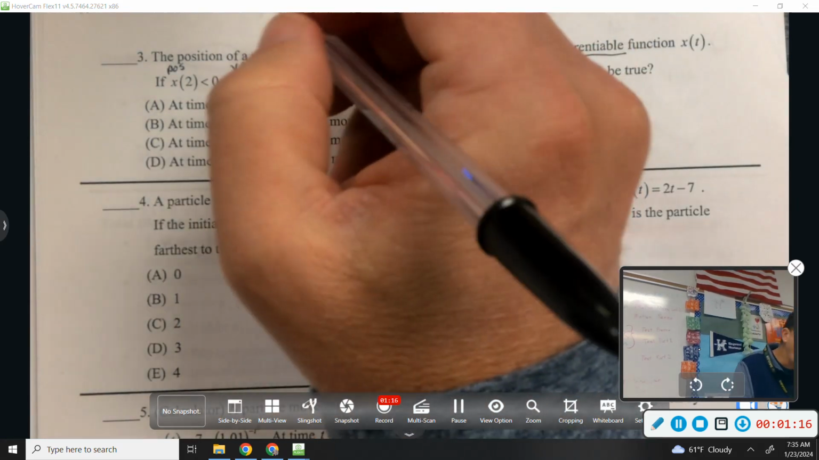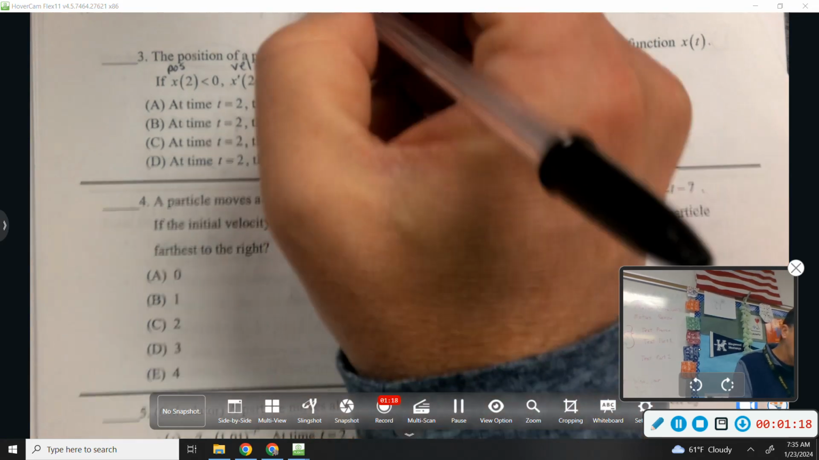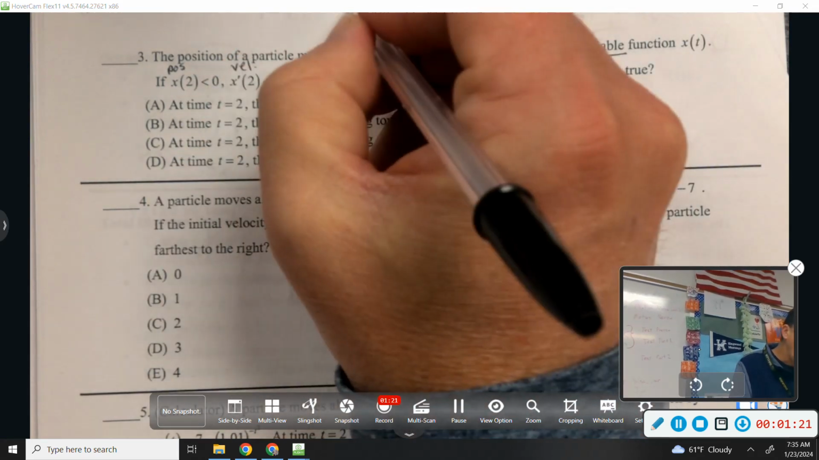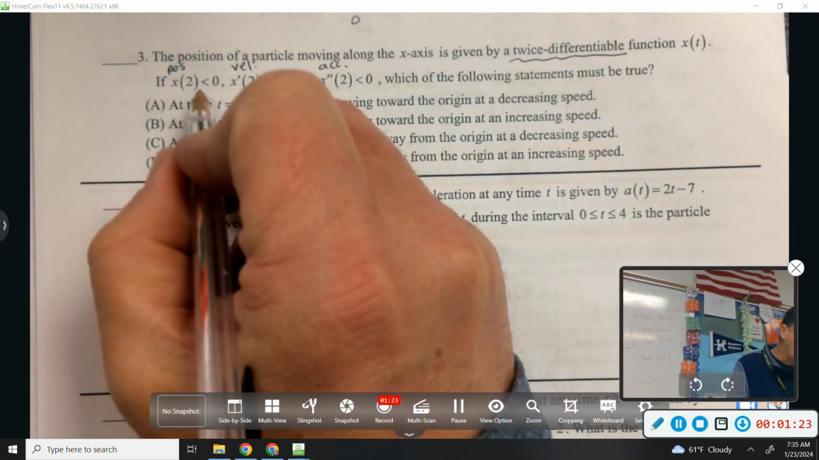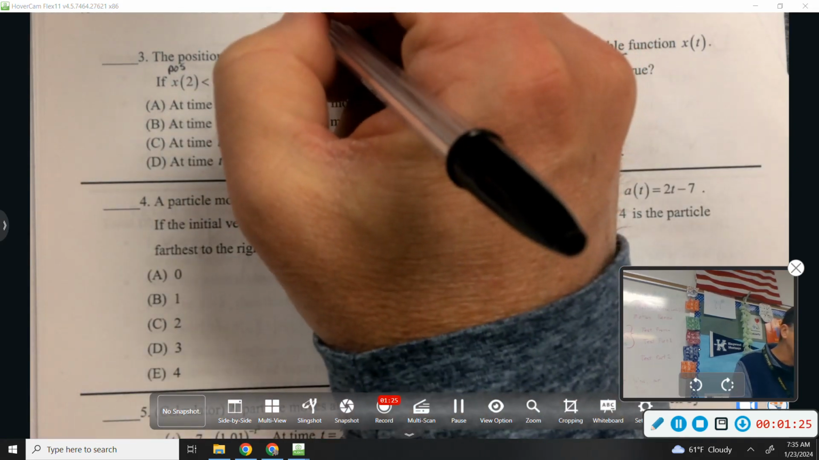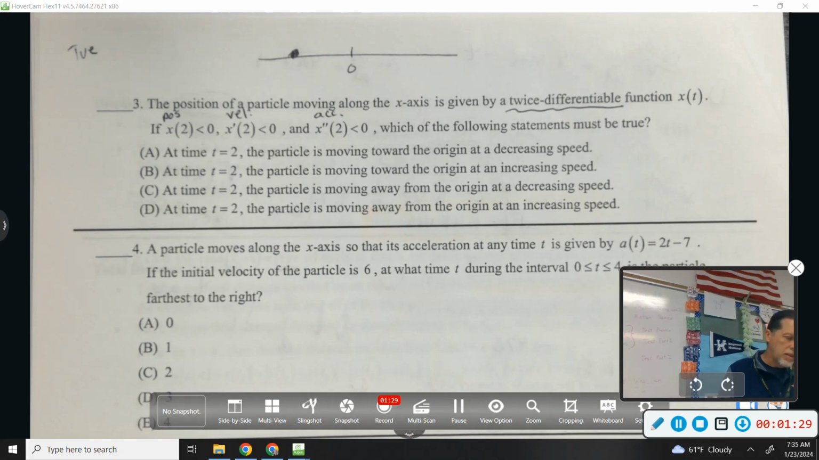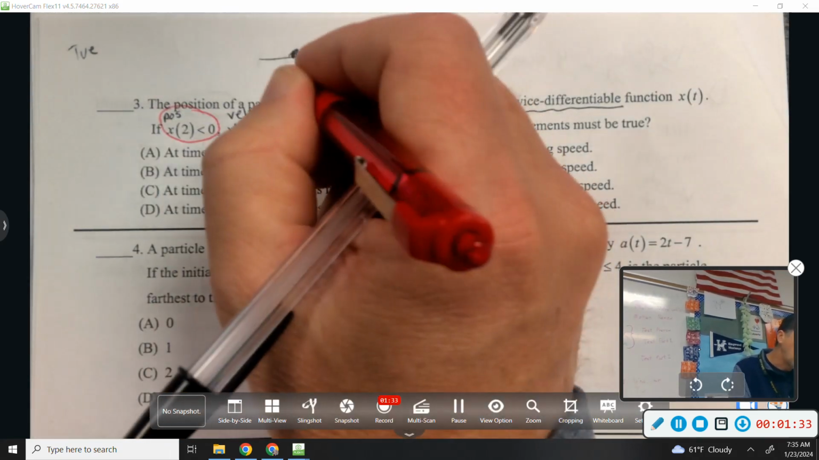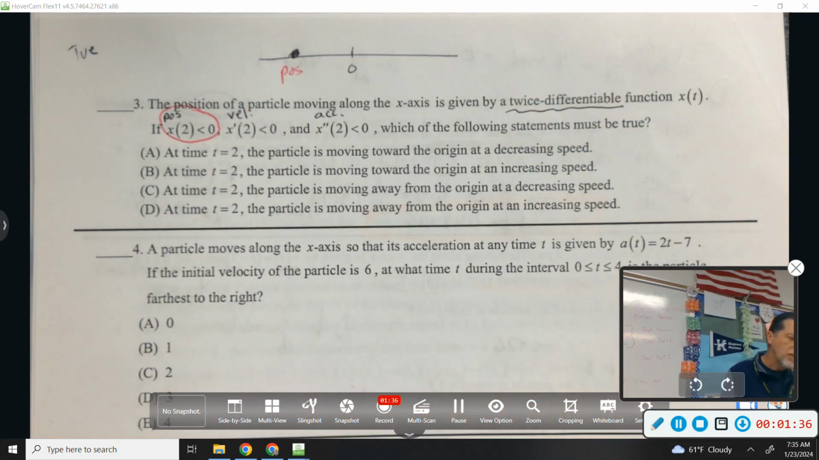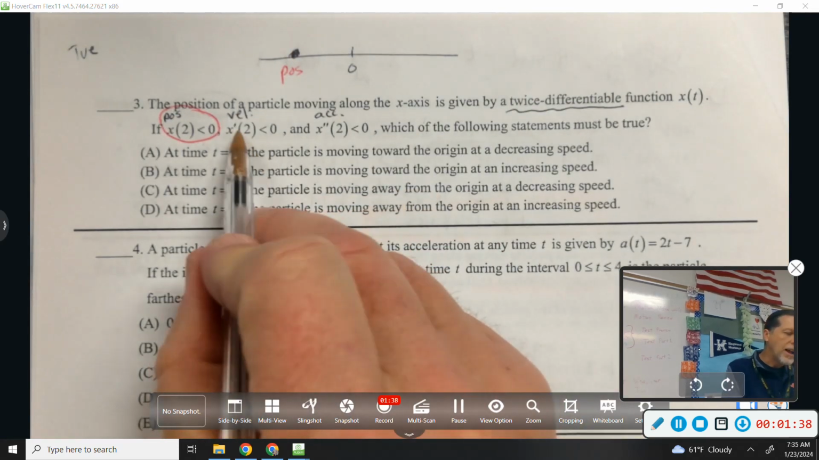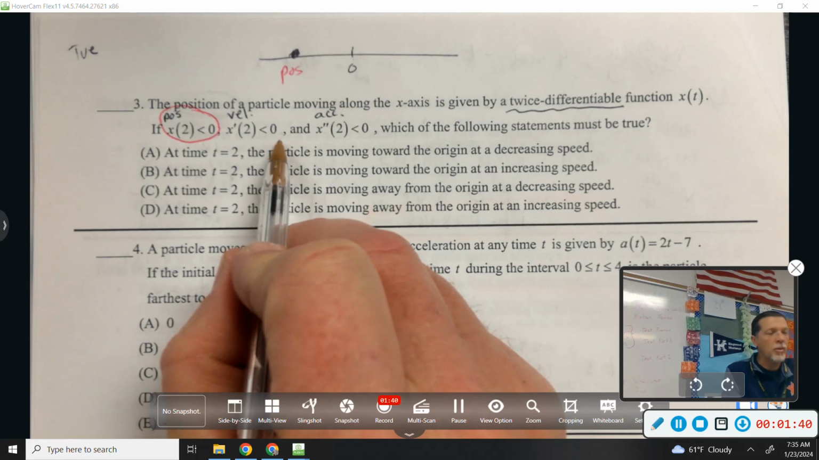So let's see here. On the x-axis, here's 0. X of 2 is less than 0. So my particle is over here somewhere. That's what this tells me. My position is less than 0. My velocity is less than 0. What does that tell me in terms of my picture?